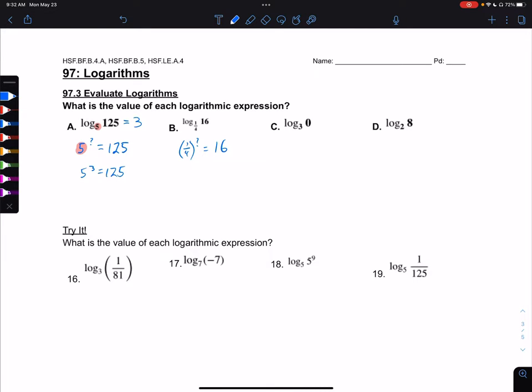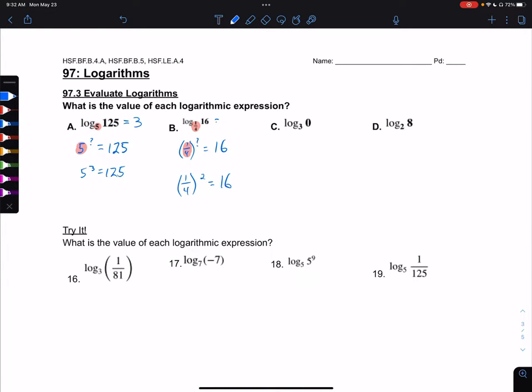Now, this is one where we want to be a little careful when we're thinking about the exponents here. The 1 being in the numerator is quite helpful for us. Think about if the 1 wasn't there. 4 raised to what power is 16? 4 raised to the second power would be 16. So we're probably going to be using a 2 here. So I'm going to have 1/4 raised to the second power equals 16.